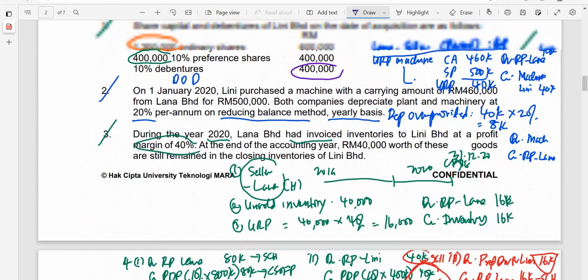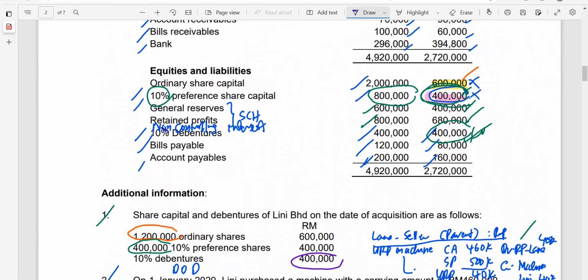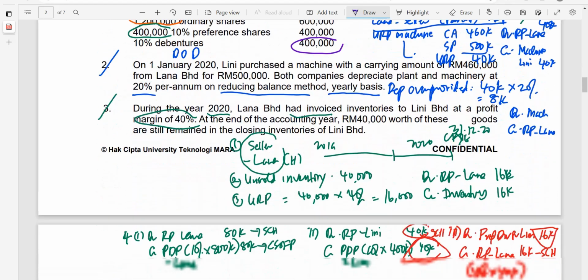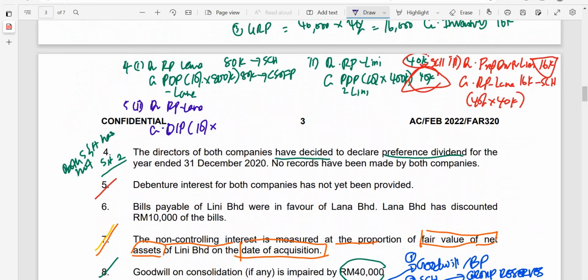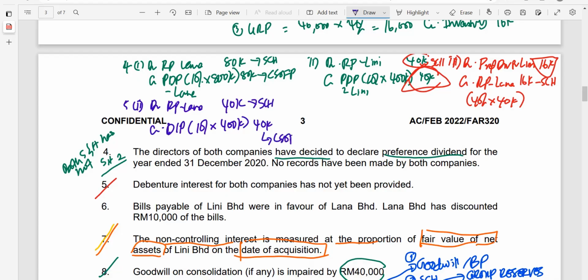How do I know it's 10%? Because this is also 10% here, and this is the debenture in Lana, debenture in Lini. So they both have the same amount of debenture, so you don't get mixed up. Lana will be 10% from 400, so this is 40. So this will appear in schedule of Lana. This will appear in the SOFP under current liabilities.